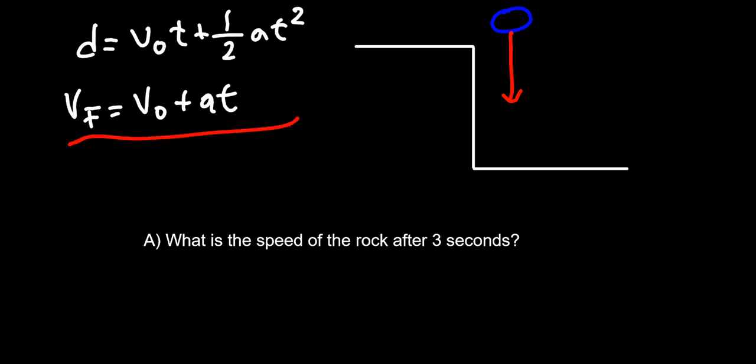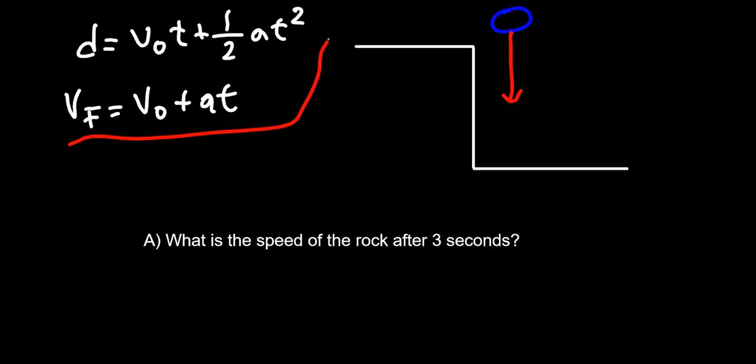Here we have the displacement, which you can also call the distance, equal to the initial velocity times time plus 1/2 the acceleration times the time squared. The final velocity is equal to the initial velocity plus the acceleration times time. Those are the two essential equations you're going to need to answer questions about this free fall problem.